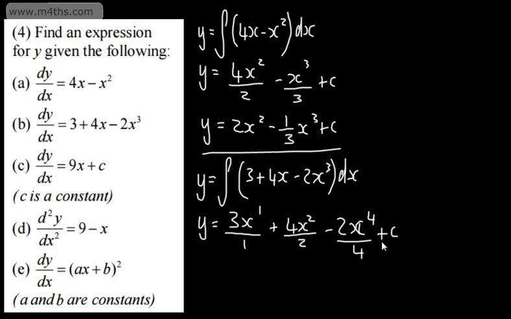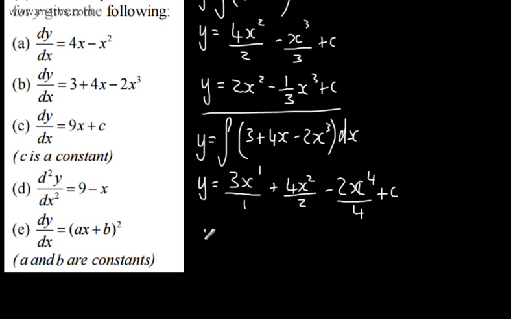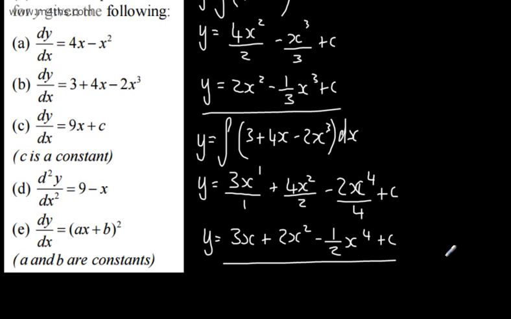Plus c. Tidying up, we can say that y is going to be equal to 3x plus 2x squared minus 1/2 x to the power of 4, and then plus c. So don't be alarmed that there's no term in x cubed here.